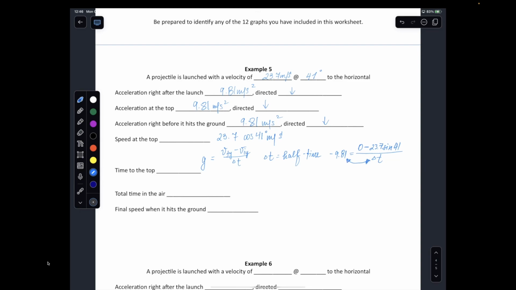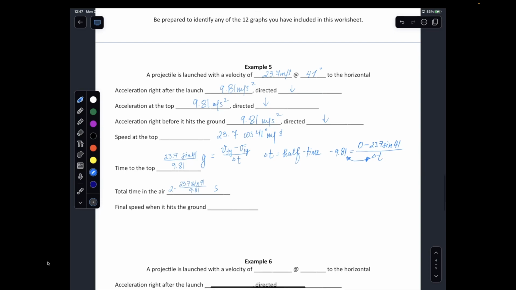So then I will replace them. 23.7 sine of 41 divided by 9.81. Or you can do just 9.8. That's fine as well. Final speed when it hits the ground. The speed will be the same. It is going to be 23.7 meters per second, because we assume there's no air resistance, there's no loss of energy. Velocity is not going to be the same.